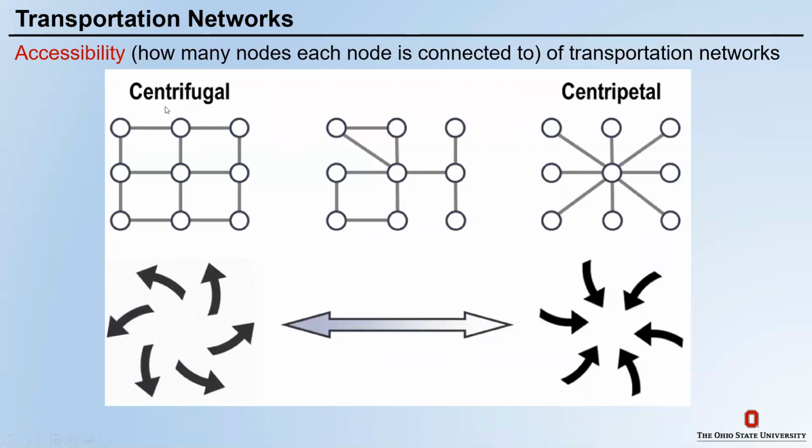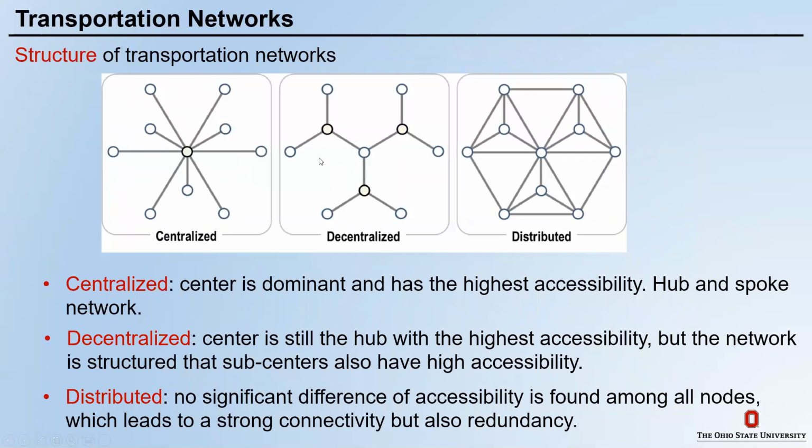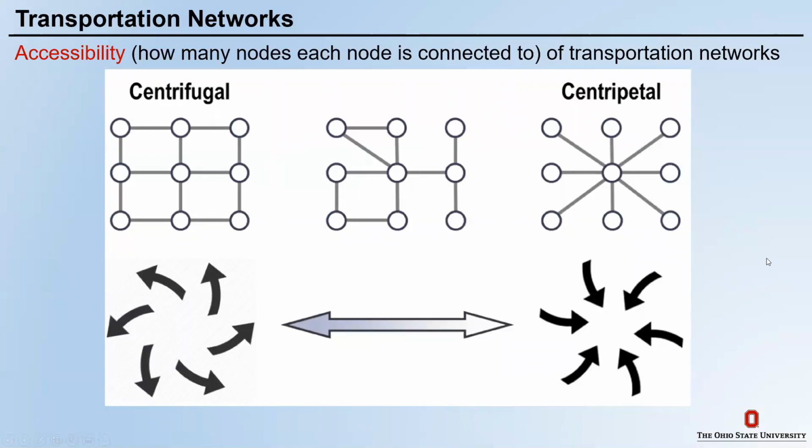The first one, the centrifugal structure here, if you compare it to these three very typical types of networks, which one is it? Centralized, decentralized, or distributed? I would say somewhere between decentralized and distributed.